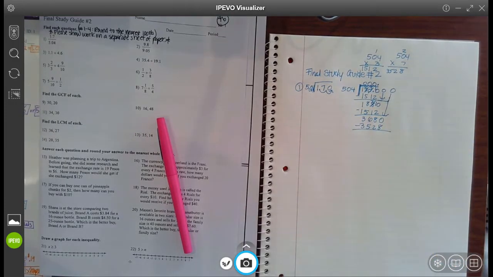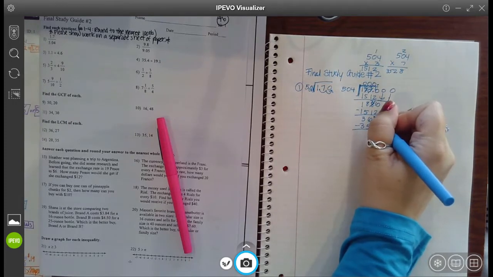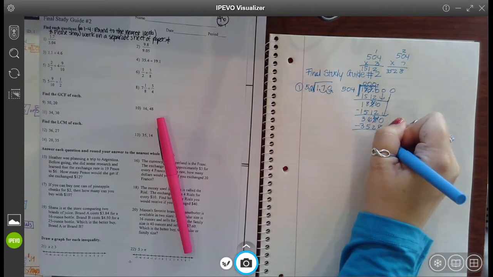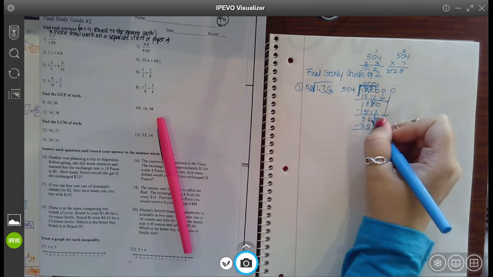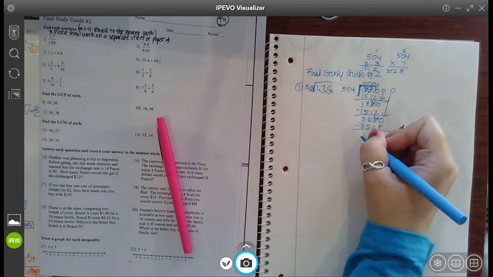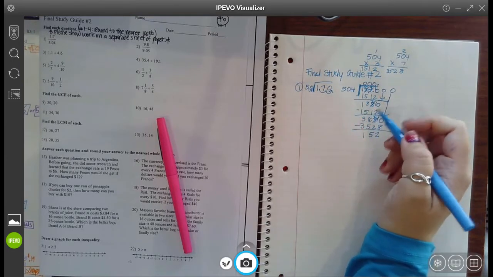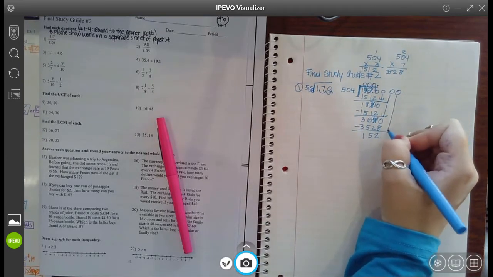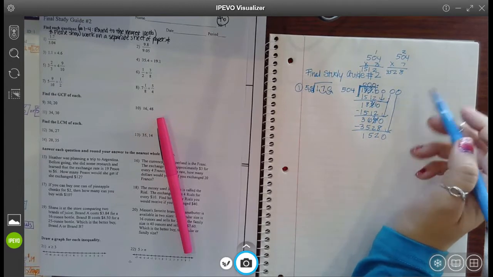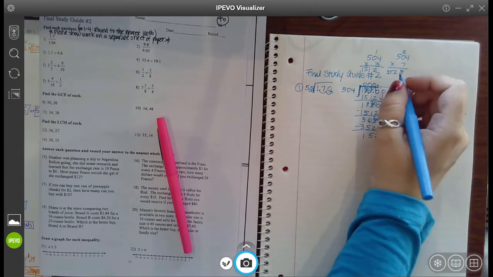And you can't take 8 from nothing. So borrow. 10 minus 8 is 2. 7 minus 2 is 5. 6 minus 5 is 1. And 3 minus 3 is 0. Is that less than what you were dividing by? Yes. So bring down another 0. And you're like, oh my gosh, is this ever going to end?